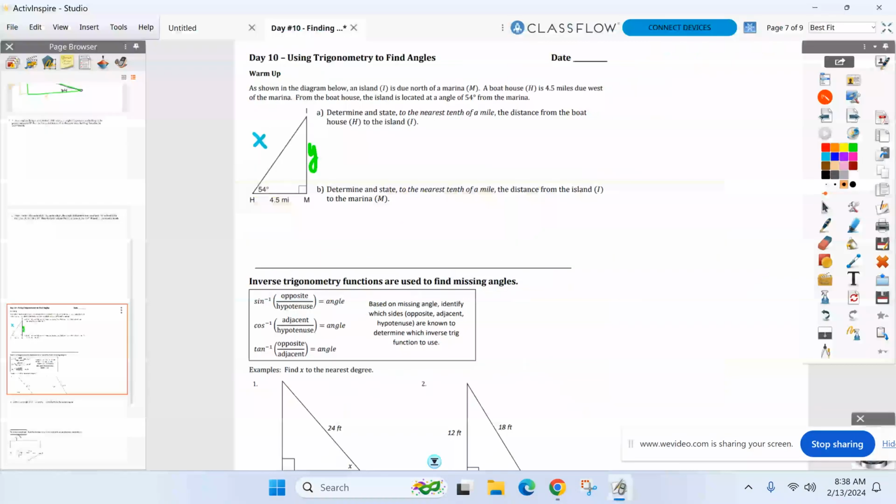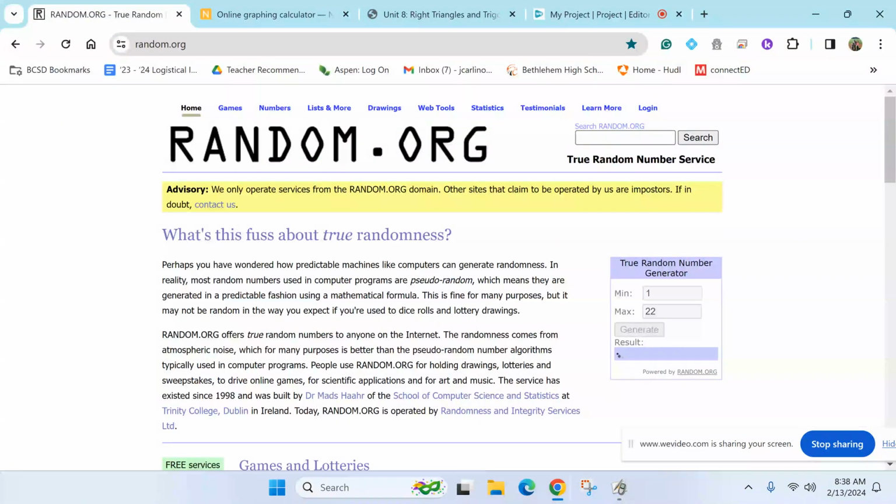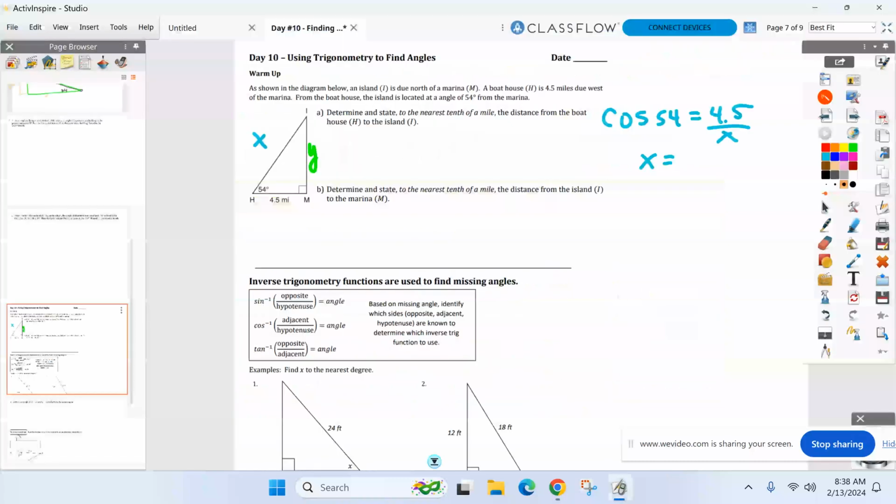Take a look, everybody. We should have used cosine. Cosine of 54 equals 4.5 over x. Cross multiplied, rounded to the nearest tenth. And we ended up with, Finley, there we go. 7.7, good.